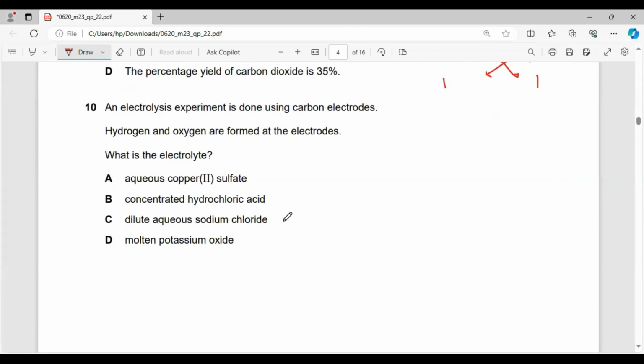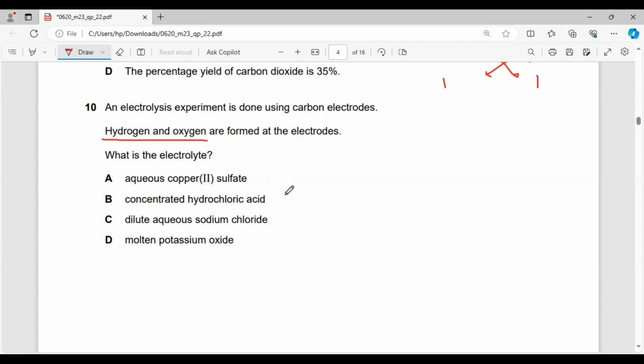An electrolysis experiment is done using carbon electrodes. Hydrogen and oxygen are formed at the electrodes. What is the electrolyte? So here two products are already given, that hydrogen and oxygen are formed. Now the options are aqueous copper sulfate, concentrated hydrochloric acid, dilute aqueous sodium chloride, molten potassium oxide. In aqueous copper sulfate, as copper is less reactive than hydrogen, it will form as product. So at the cathode we will get copper and at the anode we will get oxygen. So A is not the correct answer.